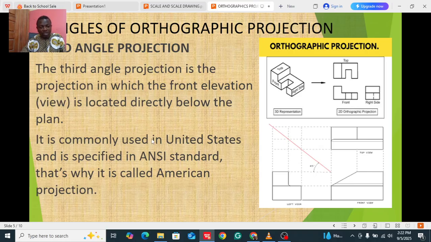Third angle projection is used in the United States and is specified in the ANSI standard, and that's why it's called American projection. So the Americans are in support of third angle projection. That's what they use mostly in their drawings, while first angle projection is used by the Europeans. So the difference in terms of arrangement is seen here.